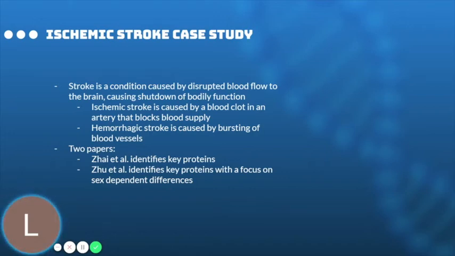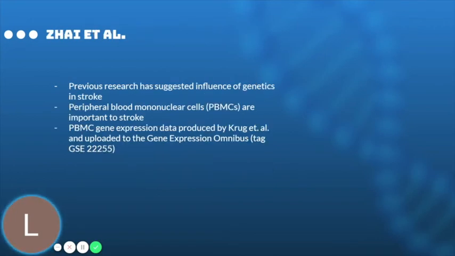So we identified two papers, Jai et al. and Zhu et al. They both identified key proteins, and the second paper focuses on sex-dependent differences between males and females. So let's dive into Jai et al. first. There's been previous research suggesting influence of genetics in stroke, so these researchers decided to dive deeper into it and use computational techniques to do it.